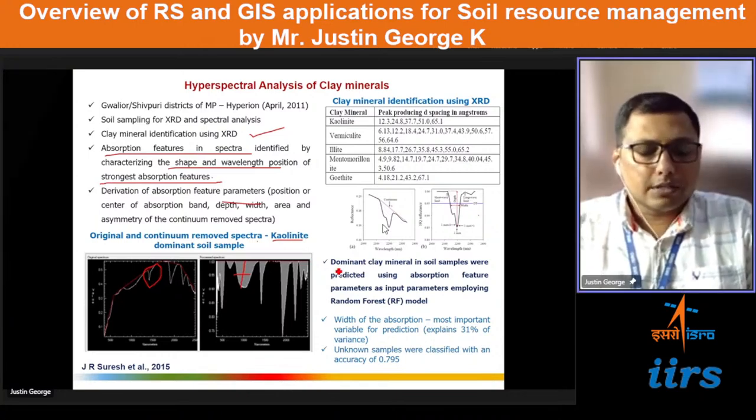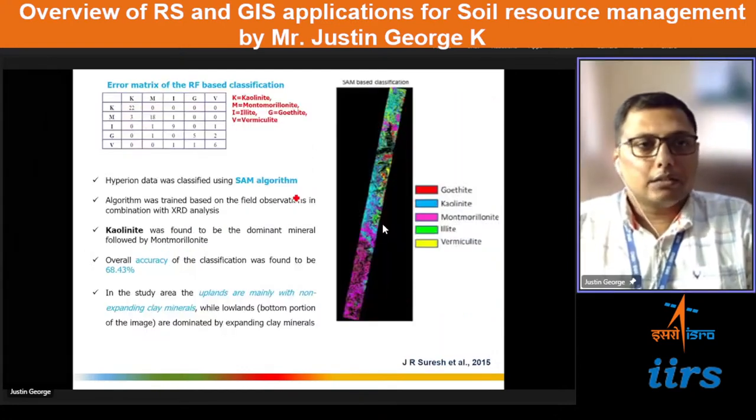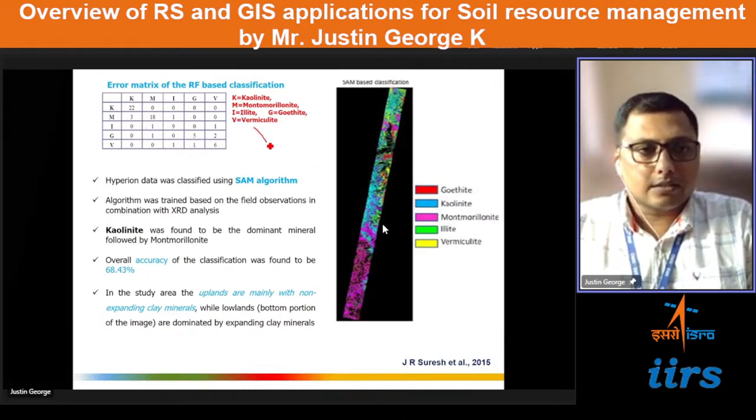And similarly, for some of the samples of the area, the dominant clay minerals in those samples were predicted using the absorption feature parameters as input parameters, employing a random forest model. They were also identified using XRD for verification, to see how accurately we were able to identify the soil minerals. Among the different absorption parameters, the width of the absorption was found to be the most important variable for prediction, which explains around 31% of the variance. The unknown samples were classified with an accuracy of 0.7. And this is the error matrix of the random forest based classification.